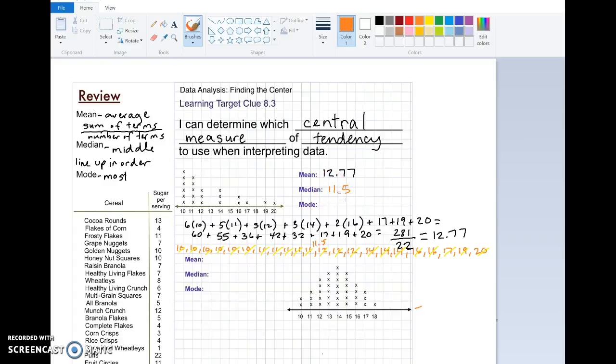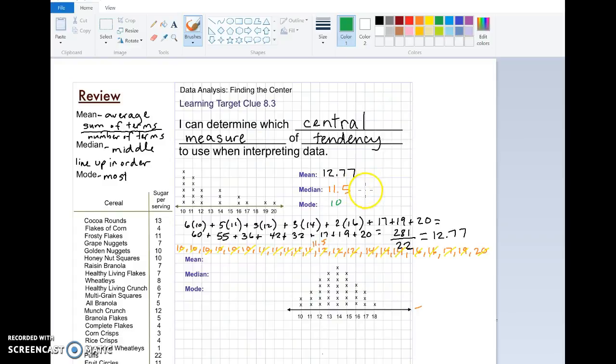11.5. And then my mode is the one that I have the most of, and you can see that the mode in this situation is 10. All right? So now the question is, which is the better measure? Which one gives me the best measurement of the center of this data? Which do you think it is? Do you think it's the mean, the median, or the mode? As you're looking at your numbers, which one do you think is a better middle ground, kind of the middle of the data?